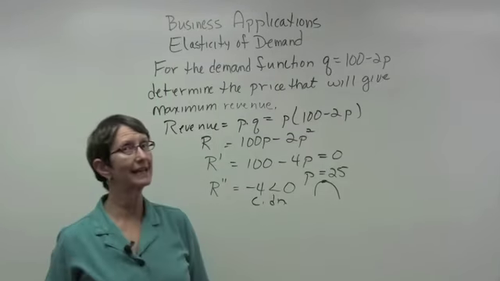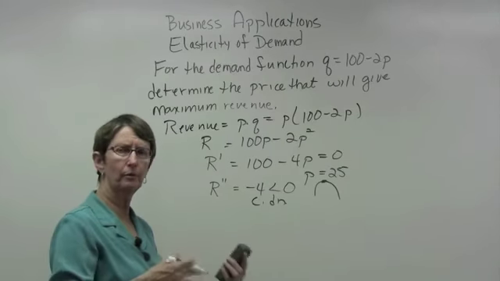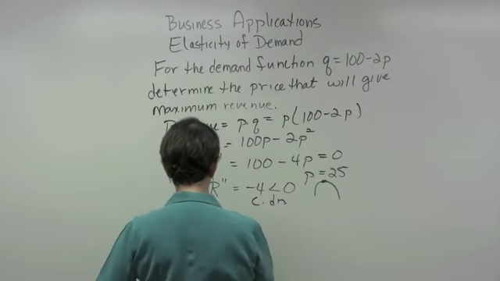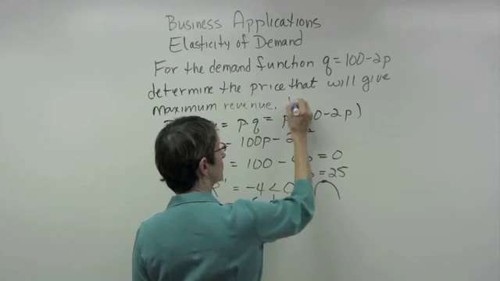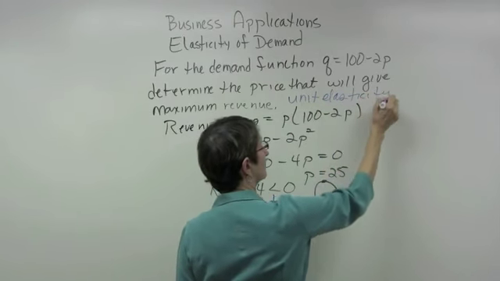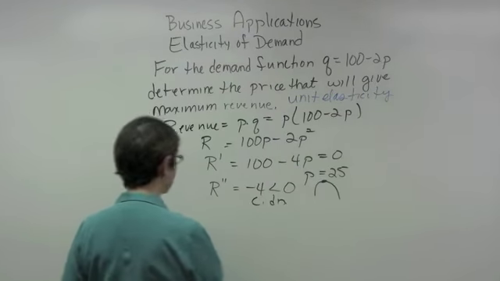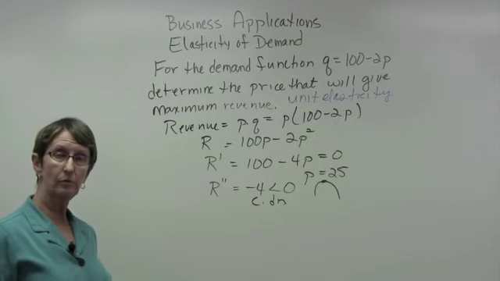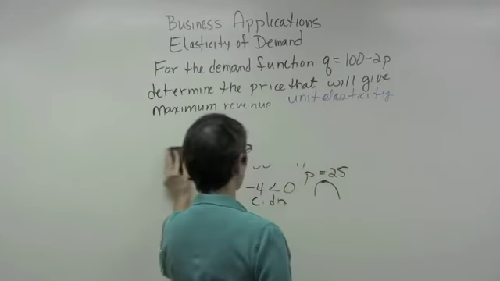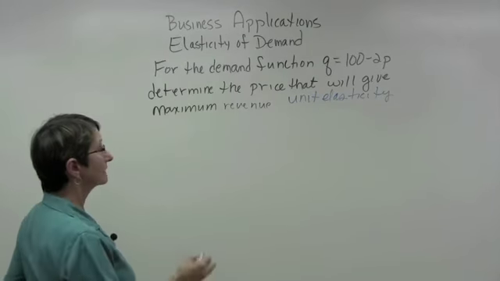But this is a section on elasticity of demand. So how do we do this problem with elasticity of demand? Well, remember that maximum revenue comes from unit elasticity. So I can use my elasticity and find exactly what my maximum revenue is. And it's also possible that they would just give us the elasticity. But let's find it.